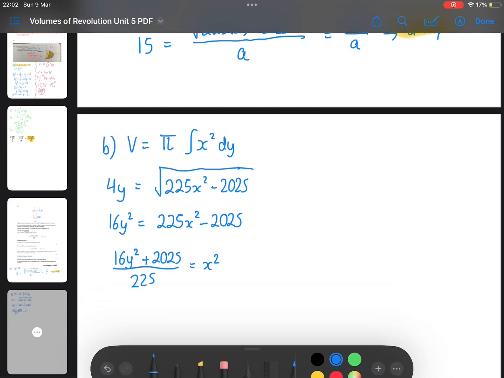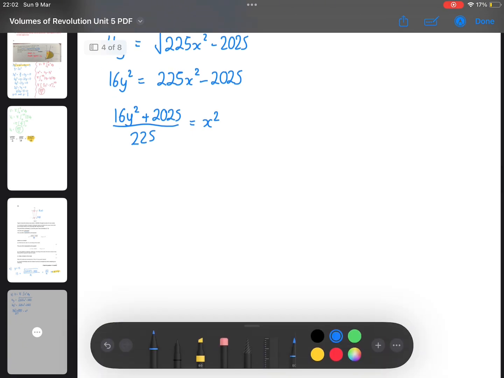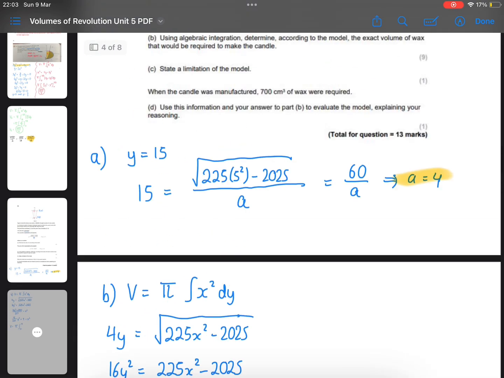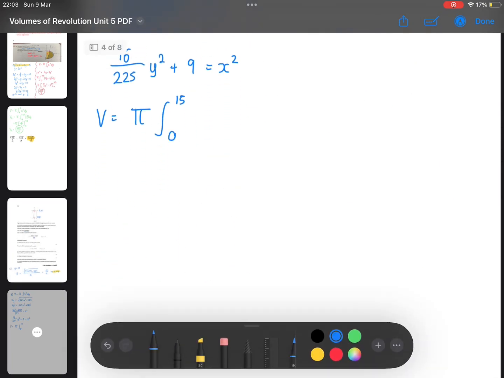So we need to integrate this expression with respect to y, and we have 16 over 225 y squared plus 2025 divided by 225 is just 9. So it is a little bit easier if we write it that way, splitting it up. So substituting back in, we're integrating this expression with respect to y between 15 and 0, because looking back, those were our original limits. And this is the expression we're integrating.